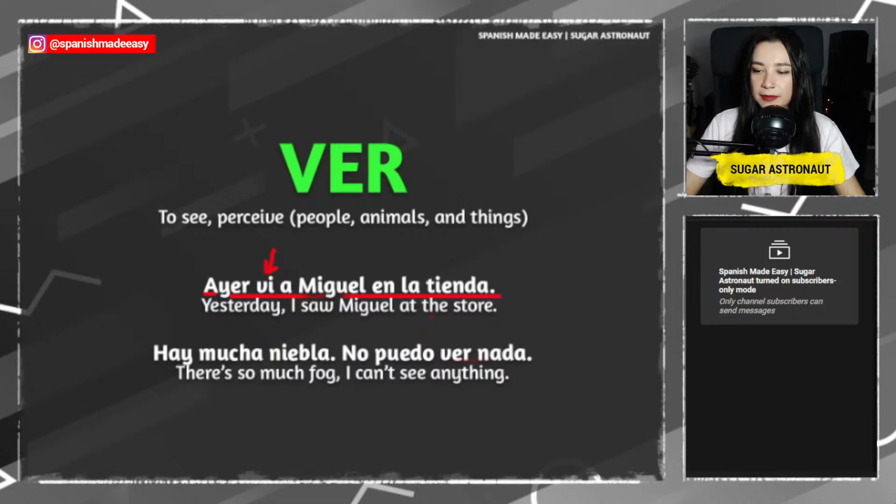That is one of the first meanings, or how to use ver, okay? So when you see something, when you're perceiving something with your eyes, like in this case, you can't see anything. So obviously you can use the verb ver for that. No puedo ver, okay? Interesting words here. Niebla means fog. Nada means anything, okay? Hay mucha niebla, no puedo ver nada. There's so much fog, I can't see anything.